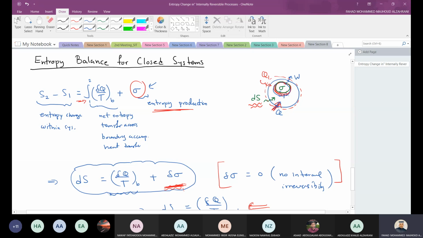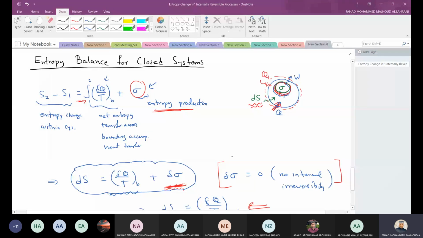So the total entropy change of the system is basically the net entropy transfer across the boundary plus the entropy generated within the system due to any irreversibilities, maybe friction, maybe sudden expansion, etc. So this is basically the entropy balance, the way we introduced it. Any question about this equation? Any question?